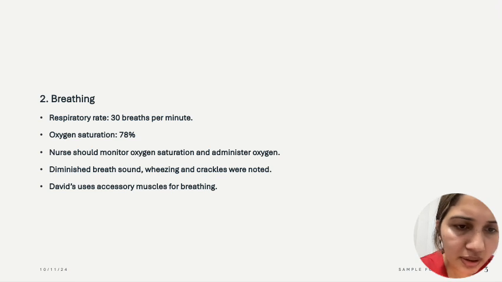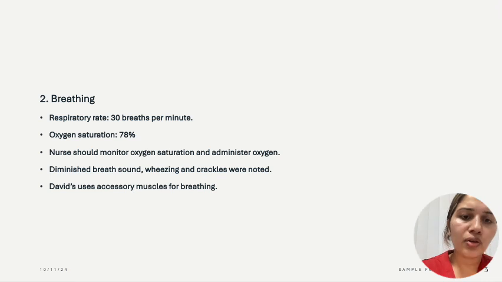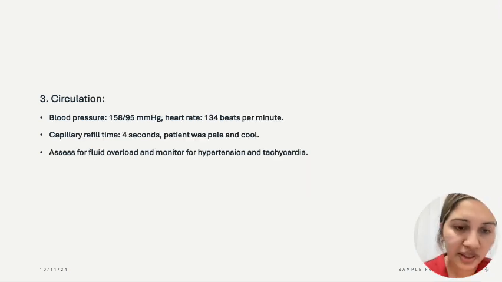And in breathing, we need to assess the respiratory rate. Here, David's respiratory rate is 30 breaths per minute, and his oxygen saturation is 78% on room air. The nurse should monitor oxygen saturation and administer oxygen. Here David has diminished breath sounds, wheezing and crackle sounds were noted, and David uses accessory muscles for breathing.